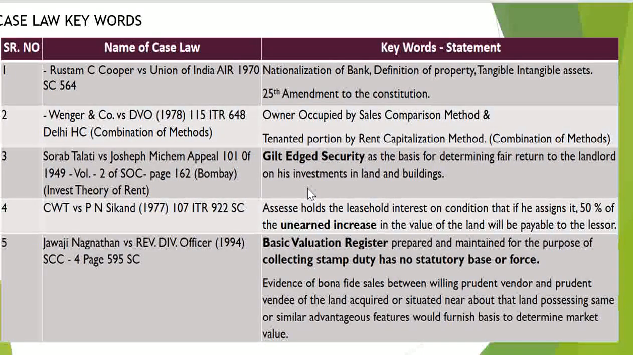So these are the keywords which you should remember, because in the questions, whenever it is written somewhere "System C Cooper," it should come to your mind that it gives nationalization of banks, definition of property, tangible and intangible assets, and it is the 25th amendment to the constitution.